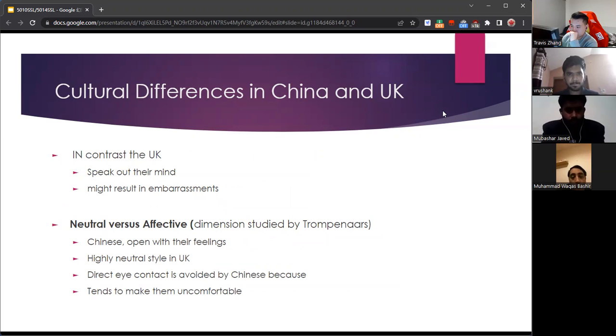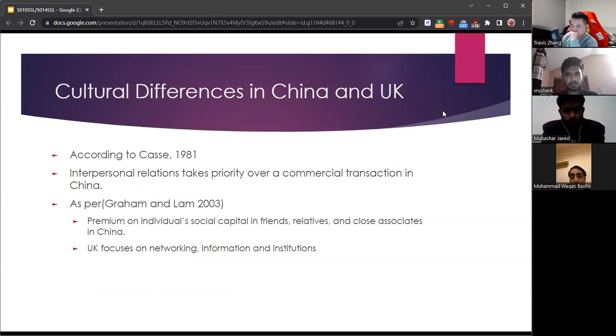The neutral versus affective dimension was also studied by Trompenaars. He tells us the Chinese are neutral with their feelings, a highly neutral style, while in the UK it is more open. Direct eye contact is avoided by the Chinese because it tends to make them uncomfortable. According to Casey, interpersonal relations take priority over commercial transactions in China, and as per Graham and Lane, there is a premium on individual social capital in friends, relatives, and close associates in China. The UK focuses on networking, information, and institutions.